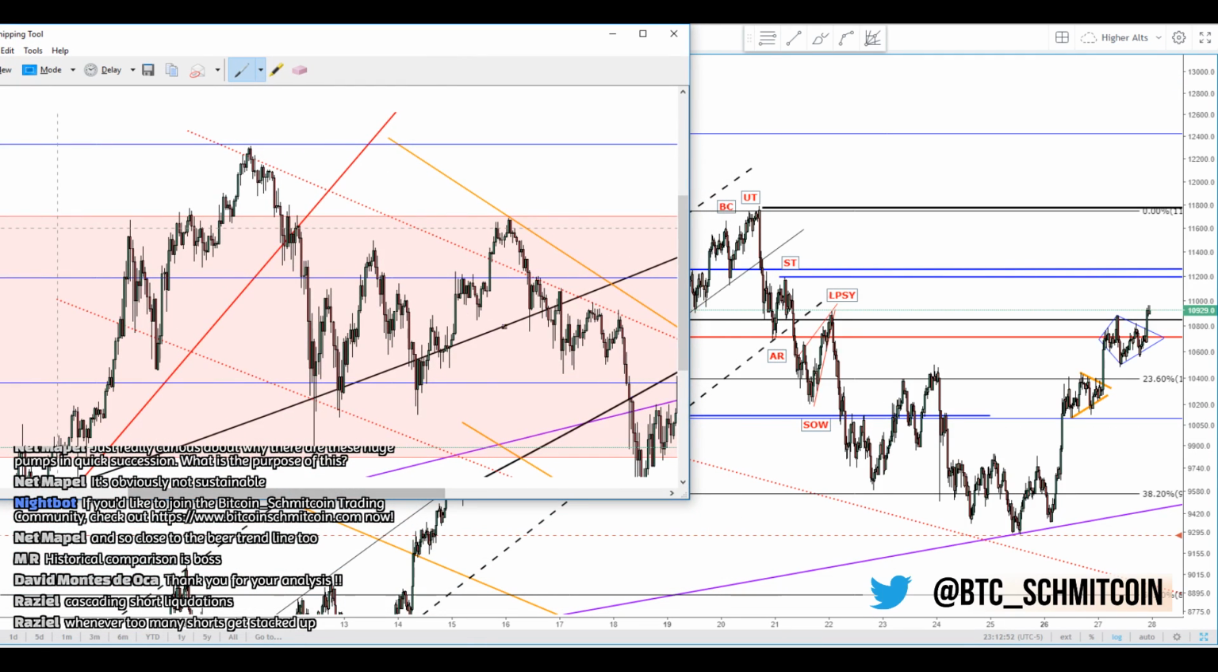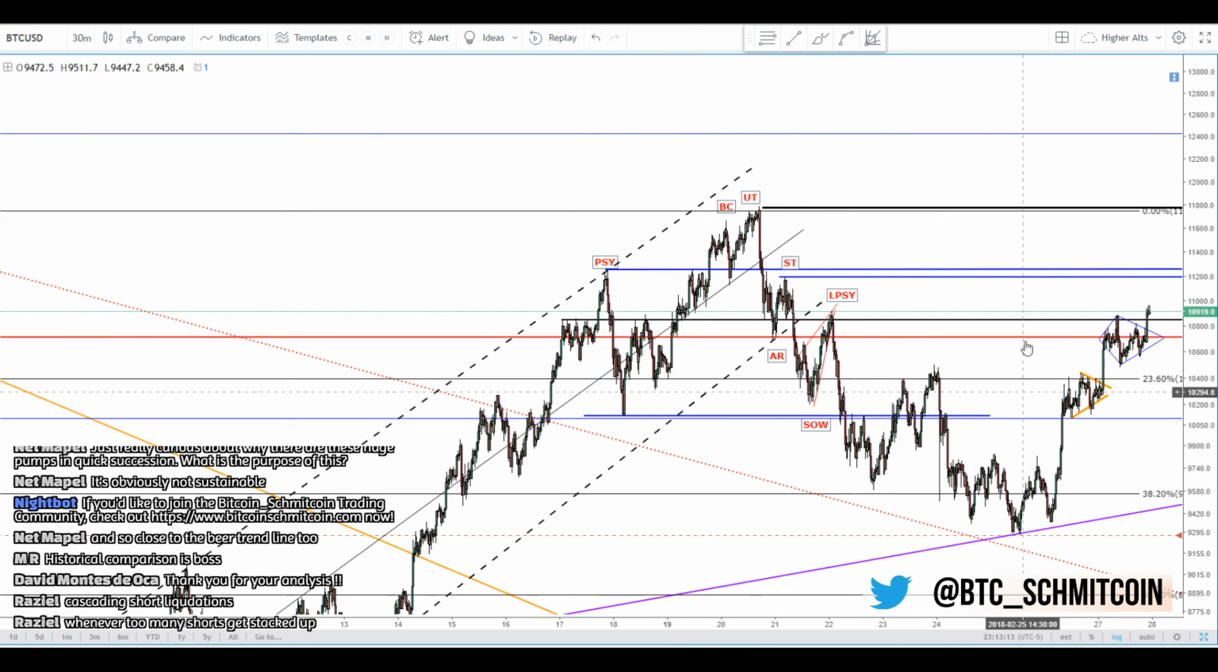So something like this, where it pumps, it pumps, it pumps, and then it reverses. Pumps, pumps, pumps, and reverses. And I think that we're right here. Cascading short liquidations. Yeah, that's exactly what it is. It's cascading short liquidations.